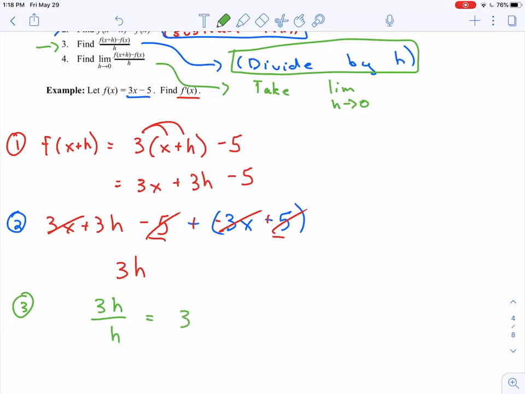The h's just cancel. Your goal 99% of the time in these problems is to get rid of this h in the denominator. Most of the time we can do this by factoring, but there are a couple of exceptions. There are a few other tricks that we need to know, but factoring will get you through most of the time here.